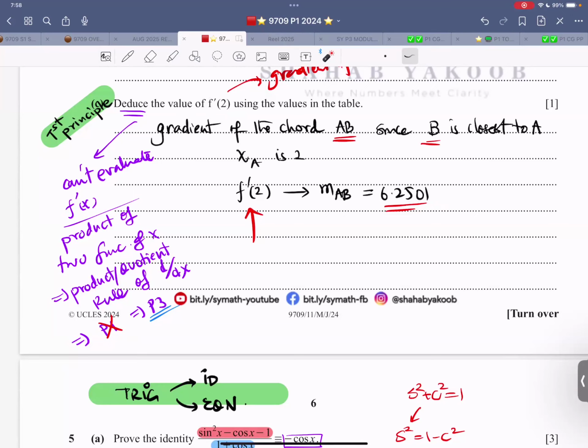Again, let me emphasize it. This is called differentiation from first principle. Basically, you are evaluating the gradient without actually differentiating it. We cannot evaluate it because of the product rule, quotient rule of differentiation. If two things are multiplying together, how do you differentiate? That is not part of the P1 syllabus.